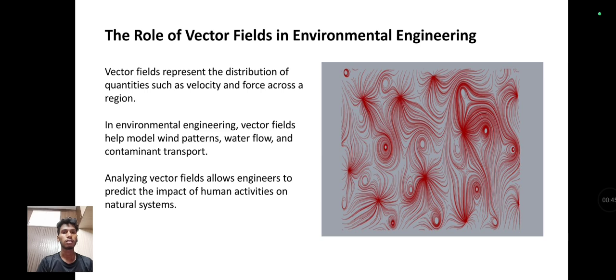Next, we will see the role of vector fields in environmental engineering. Vector fields represent the distribution of quantities such as velocity and force across a region. In environmental engineering, vector fields help model wind patterns, water flow, and contaminant transport. Analyzing vector fields allows engineers to predict the impact of human activities on natural systems.